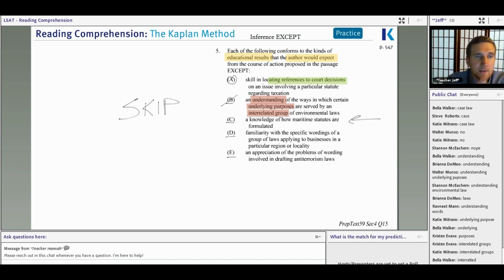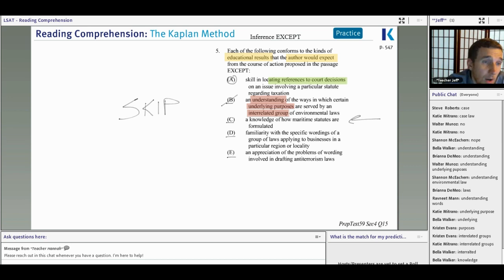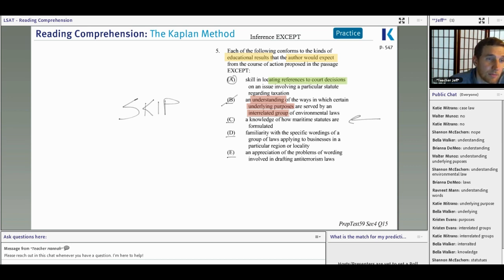Moving on to C. What does C bring up that relates to a study of statutory law? Right, you'd have more knowledge about statutes, which could include how they are formulated, right? Because if you know more about statutes, then you could know more about how maritime statutes are formulated. Moving on to D. What does D say that would relate to statutory law training?